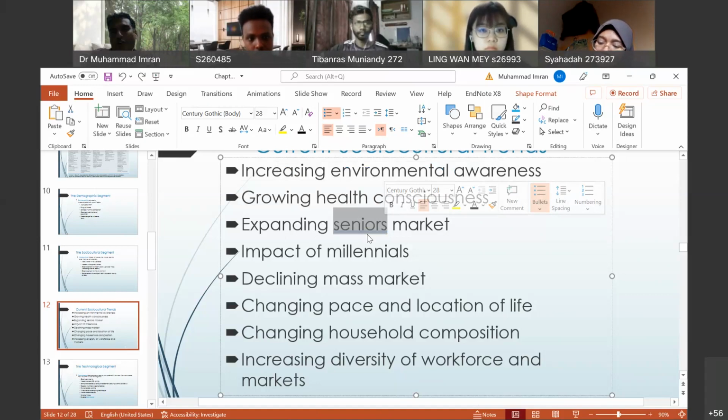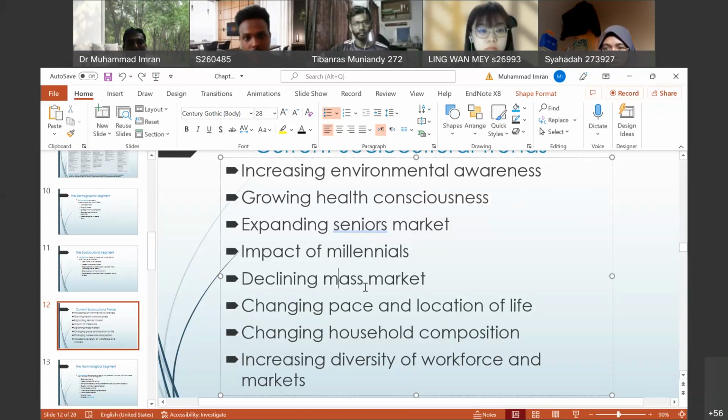They're not very focused on that. They will prefer quality but low-price products, right? They must consider their preferences. Maybe they will not prefer catchy products. Mass market. Changing place and location of life.